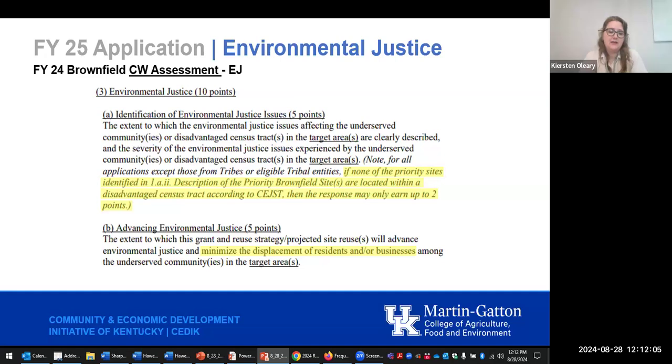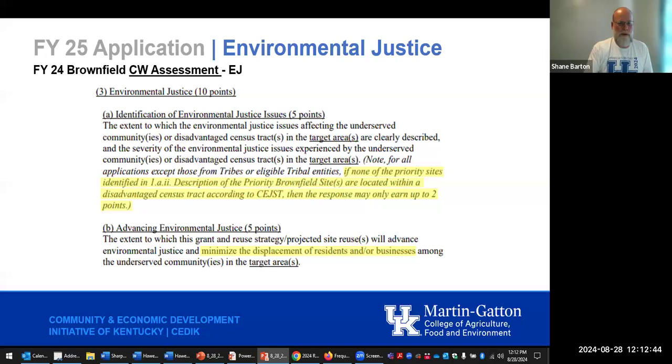And then again, advancing environmental justice is another 5 points, the extent to which this grant or the reuse strategy will advance environmental justice and minimize the displacement of residents or businesses. And I recently spoke with an EPA reviewer who said that if the application she was reviewing did not address displacement in some way or another, she automatically would not give them full points in that area. So make sure that you're answering every question to the fullest extent possible with the space that you have allowable.